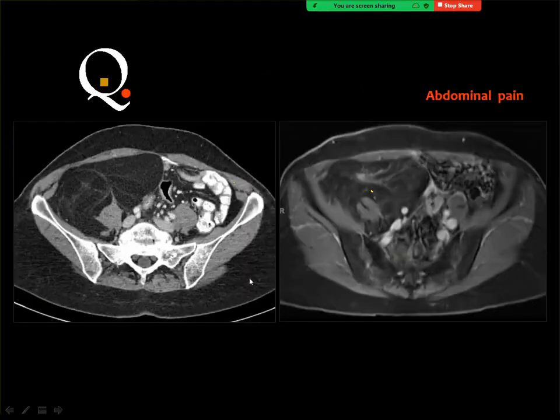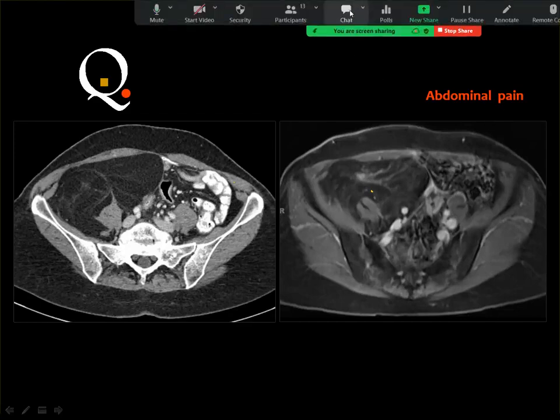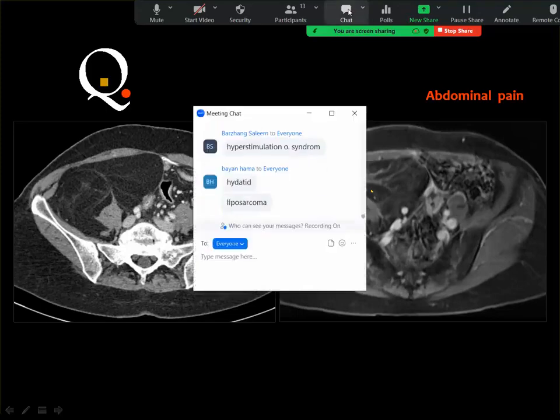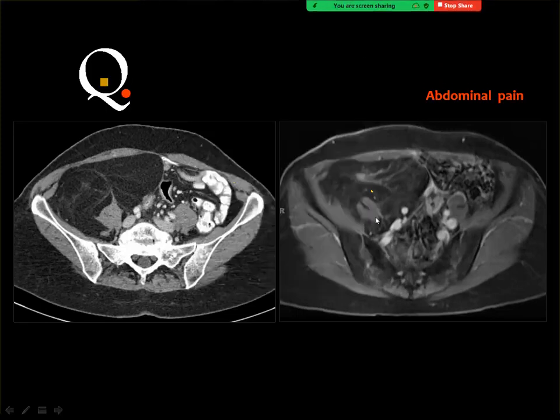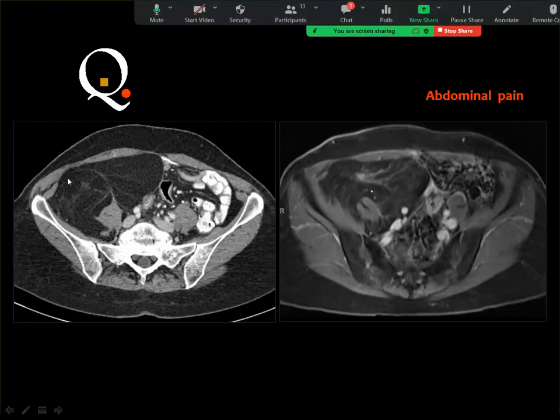Next case is a female patient with abdominal pain. Yes, and this is the right answer. This is liposarcoma. You see a big mass made of fat and some solid component in the right iliac fossa, and it is not related to the uterus or the ovary. It is a retroperitoneal lesion, and it is a liposarcoma.